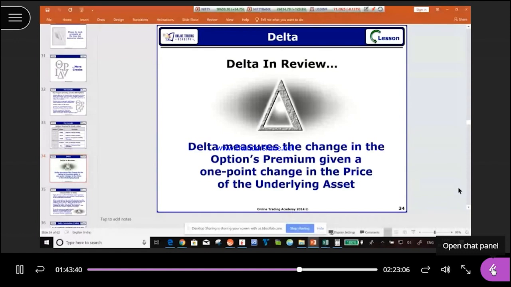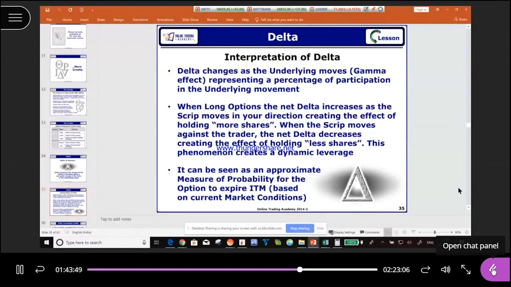Now this is a revision of delta. Delta measures the change in the option's premium given a 1 point change in the price of the underlying asset. So again, these are the different interpretations of delta. Delta changes as the underlying moves because of gamma, isn't it? So underlying goes up by 1 rupee. Will your delta also change? Yes, so that is because of gamma. When long options, the net delta increases as the script moves in your direction, creating the effect of holding more shares. And when the script moves against you, the net delta decreases, creating the effect of holding less shares. This phenomenon creates a dynamic leverage.